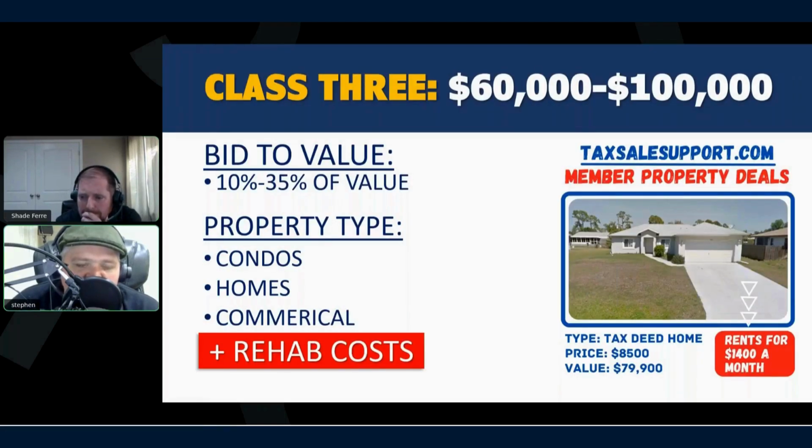Yeah, when we talk about class three, that's where we move up between $60,000 to $100,000 in value. So for class three properties, really we're looking to spend about 10 to 35% of the property's value. This can obviously include some lower end condos, homes. We can get into some kind of commercial property within this category, industrial property.